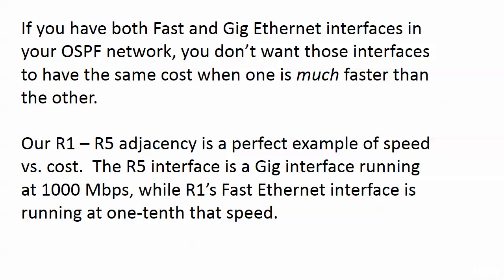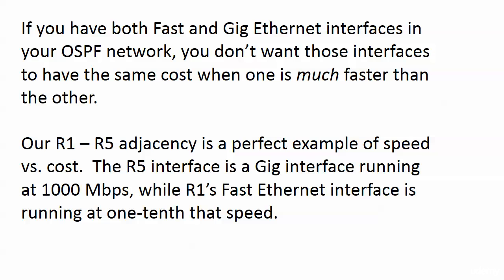Because as your network grows, of course, you're going to have one link that's running, you know, at gig Ethernet, another one running at fast Ethernet. They're going to be represented by the same cost. So we don't really want that. Again, it doesn't necessarily mean your packets aren't going to get where they're going. It may just mean they're not going to get there as quickly as they could.